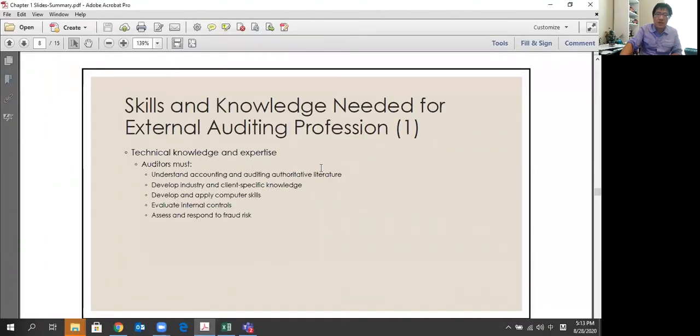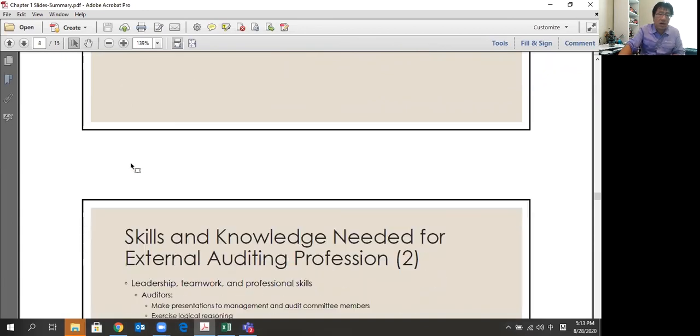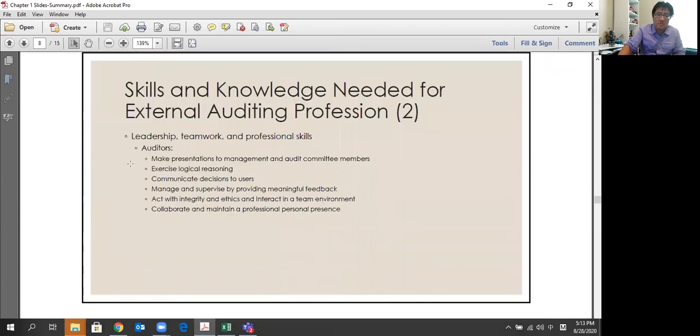And for auditing, I won't talk too much. Let's go back to the. I won't talk too much about skills and knowledge. I think the book did a quite good job talking about these already.